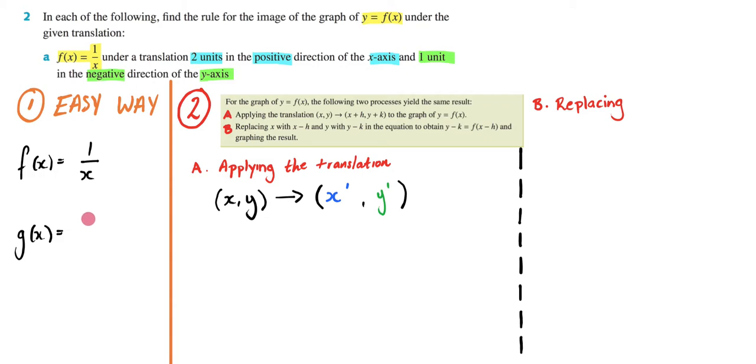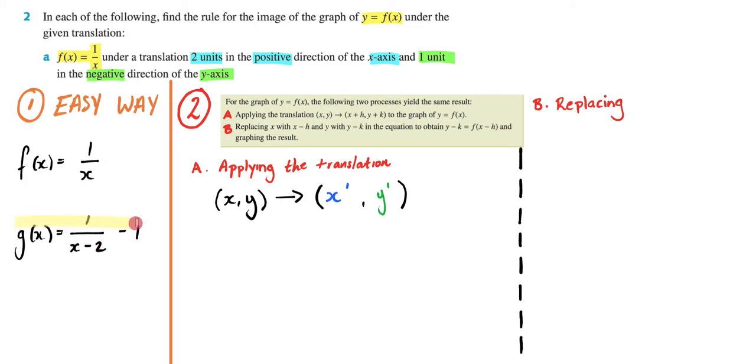So I'm going to take this, I'm going to go 1 over. Now if I'm moving it 2 units in the positive x-axis, that means I'm going to be minusing 2 from my x. It seems counterintuitive, but hopefully you all remember that from ECP. Next, I'm going to be going 1 unit in the negative direction of the y-axis. So I'm just moving it 1 down, and that just means I'm going to put a -1 here. So that's the answer. So that was pretty easy, wasn't it?